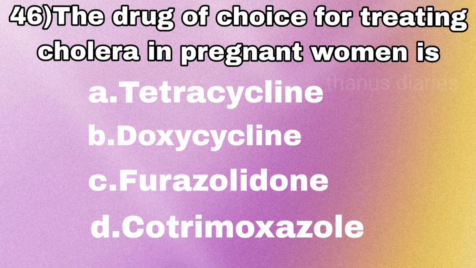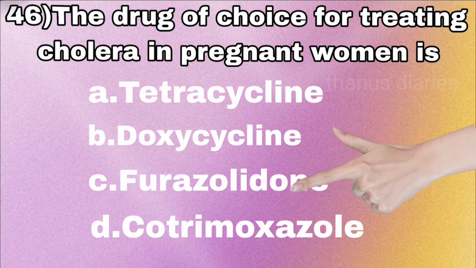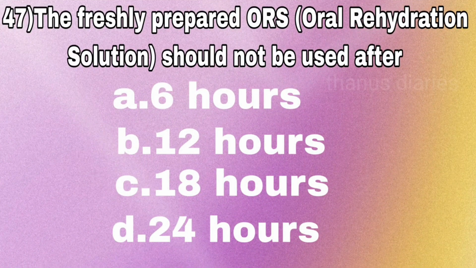Next question. The drug of choice for treating cholera in pregnant women is tetracycline, doxycycline, furazolidone, cotrimoxazole. It's furazolidone. Next question. The freshly prepared ORS, oral rehydration solution, should not be used after 6 hours, 12 hours, 18 hours, 24 hours. And the answer is 24 hours.